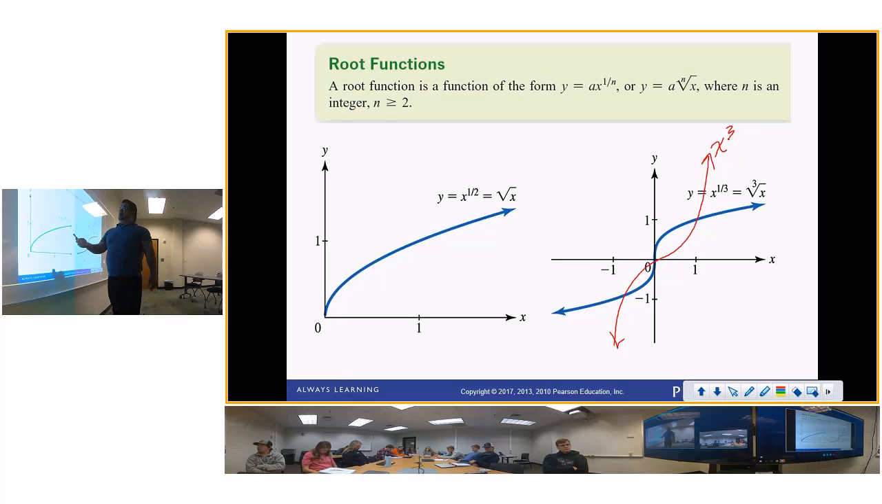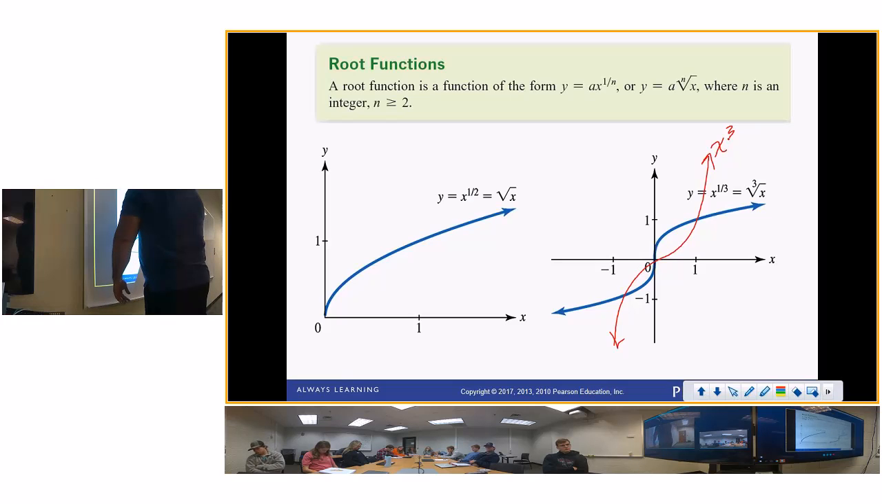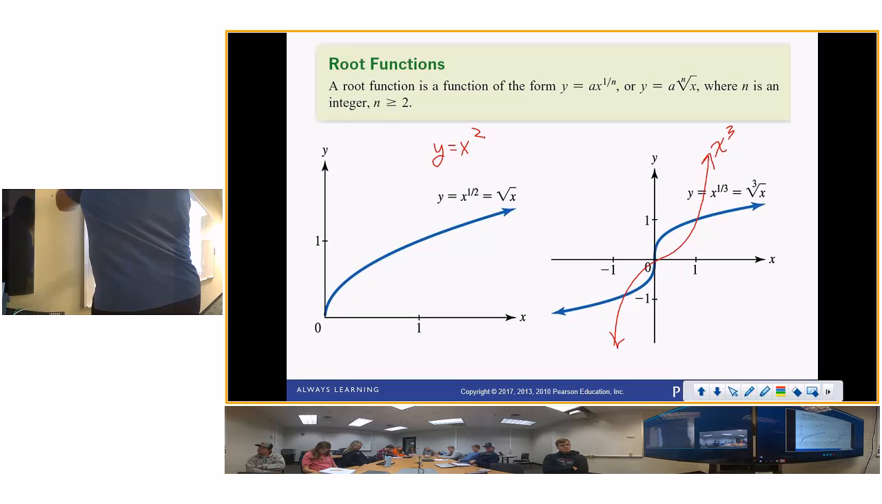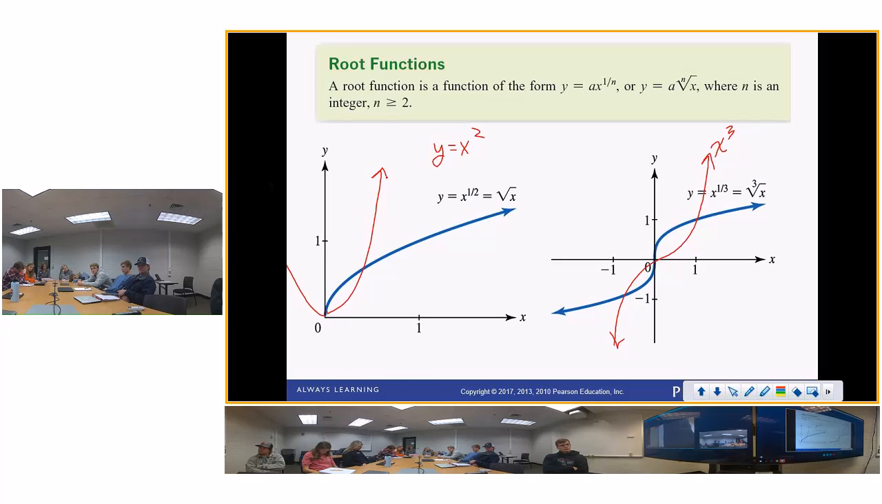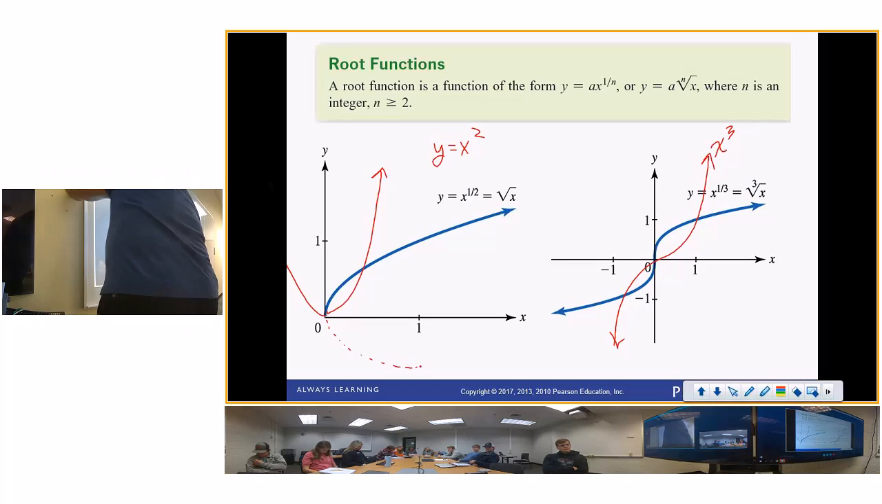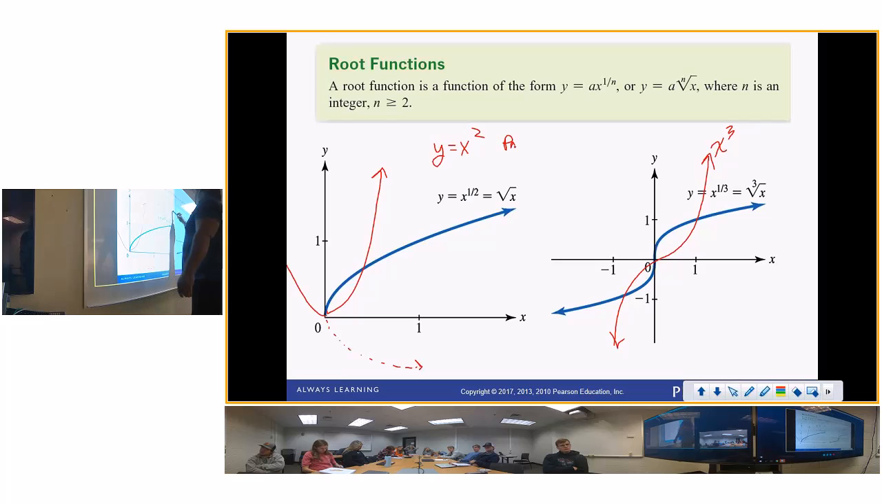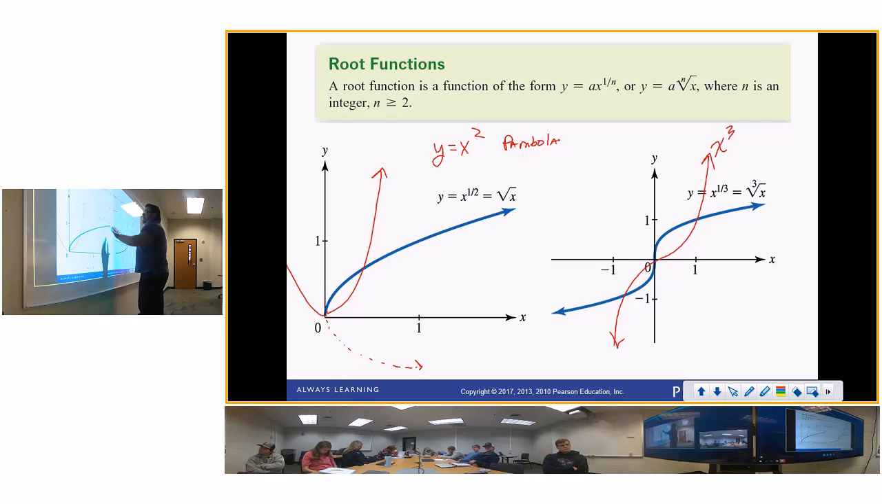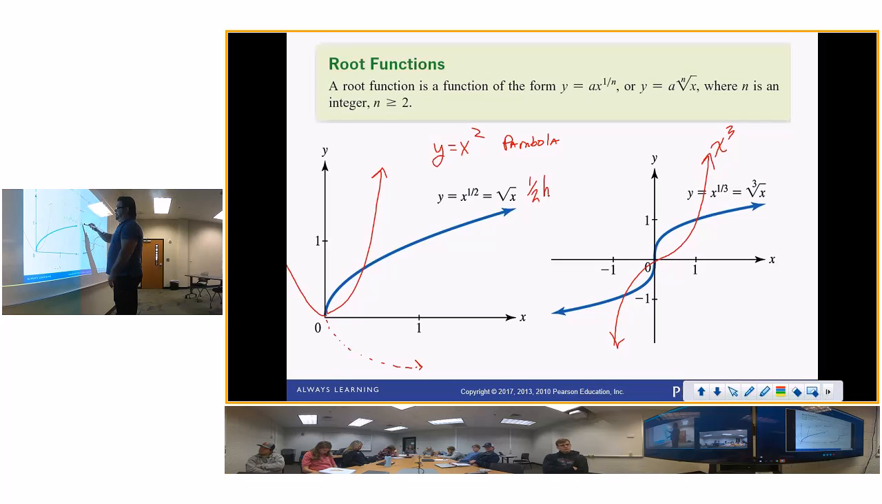And how does that relationship happen here? Y is equal to what? X to the 2nd. Where is x to the 2nd? See there? X to the second is a what? A parabola. What is y to the 1/2? That's half of a parabola sideways.